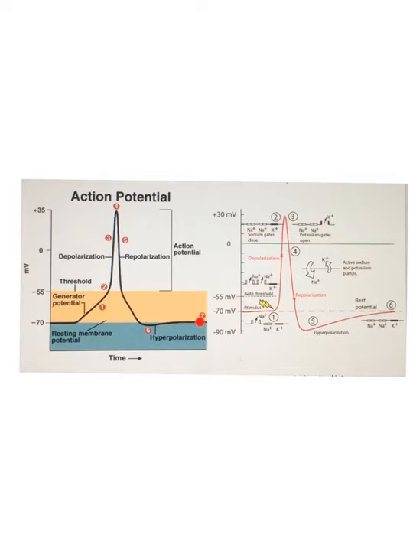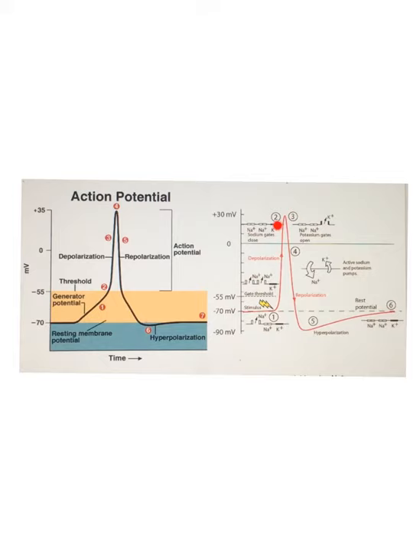So this diagram over here is just kind of looking at the same thing. You can see that at negative 70, we've received a stimulus. We've received a message from our effector, which is a gland or a muscle, or our brain is trying to send a message to an effector. So we receive that stimulus. We've hit the threshold. The sodium gates have opened. You can see the potassium gates are closed. That's when we get into depolarization.